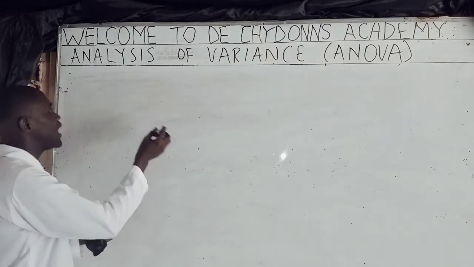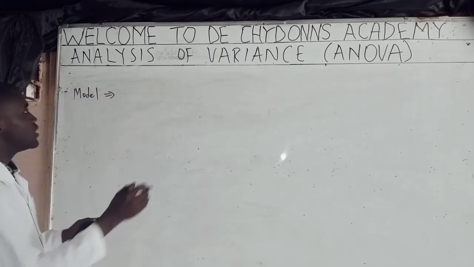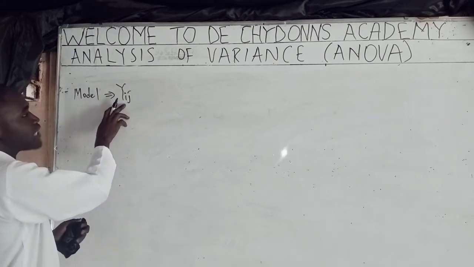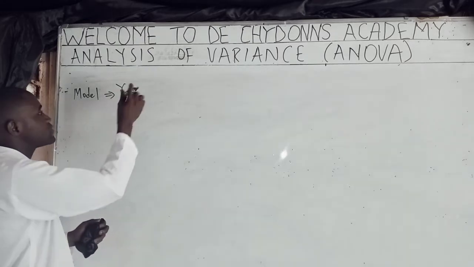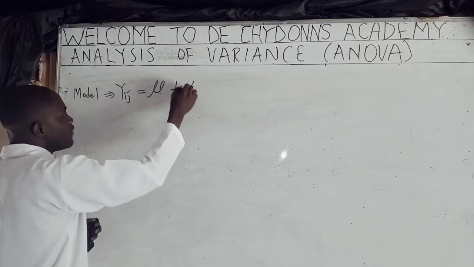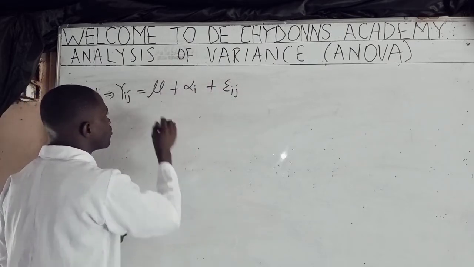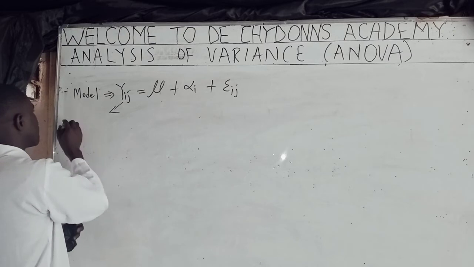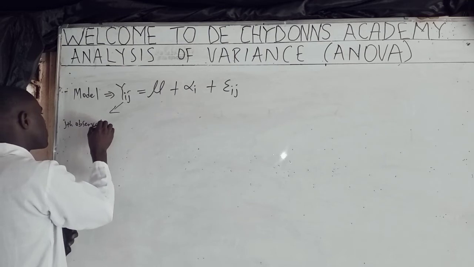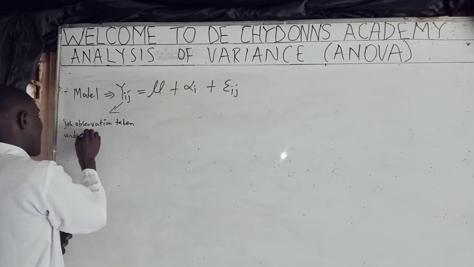One-way ANOVA has a popular model that it is known with. That model is written this way. This simply means the jth observation taken under the ith treatment, then overall mean plus effect of the ith treatment plus random error. This is the jth observation taken under the ith treatment.